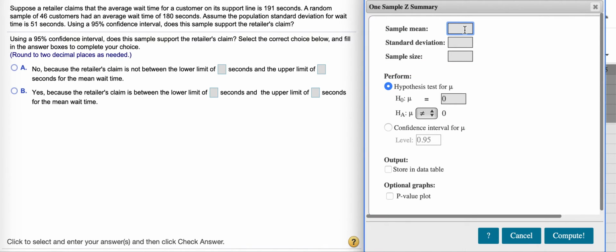We're going to enter the summary data that we have. All right, so the mean that we witnessed, the sample mean, was 180 seconds. The standard deviation, which we assume that we know, the population standard deviation, is 51. And the sample size, there were 46 customers sampled. Here we're constructing a confidence interval, and it should be a 95% confidence level, so that's already chosen. So I am going to compute.